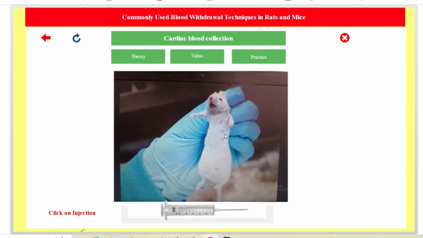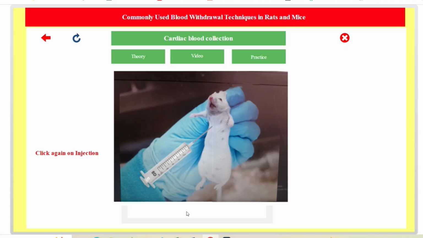So here you can see the animal is gripped properly, and now we will click the syringe. So we are inserting the needle inside, and now we will click the syringe. It has collected the blood.